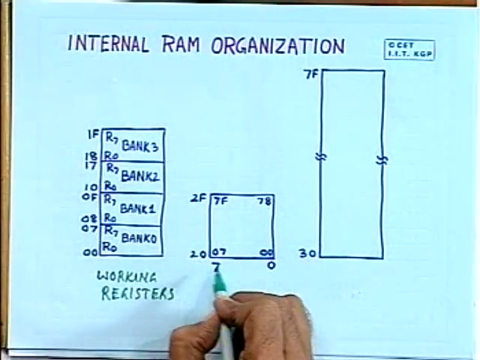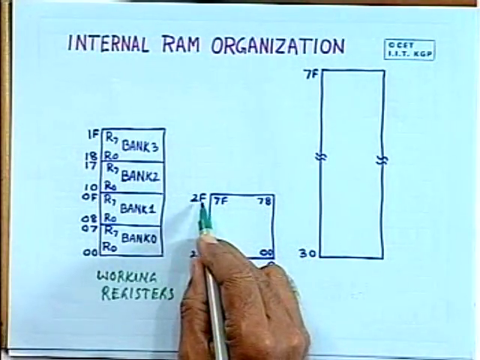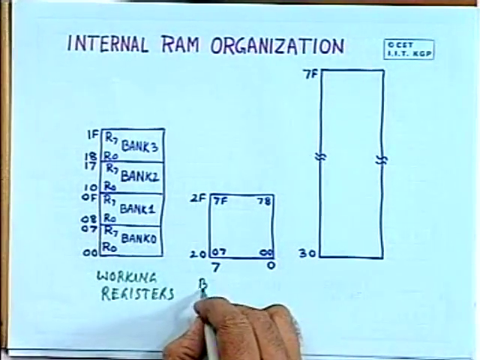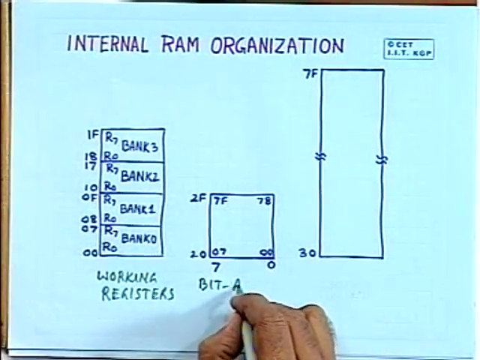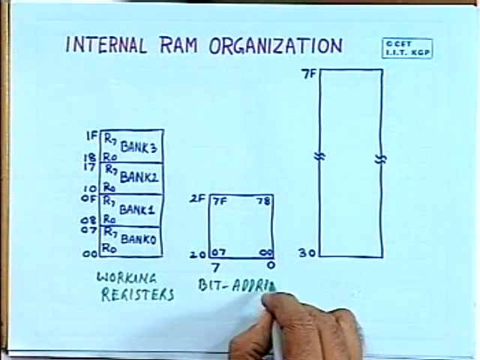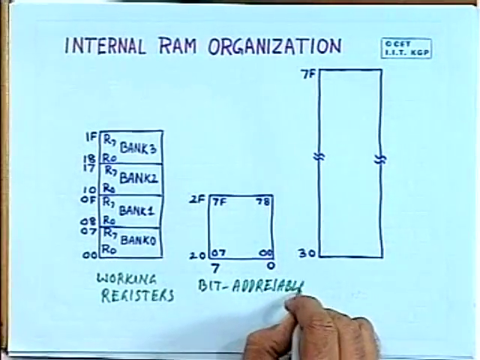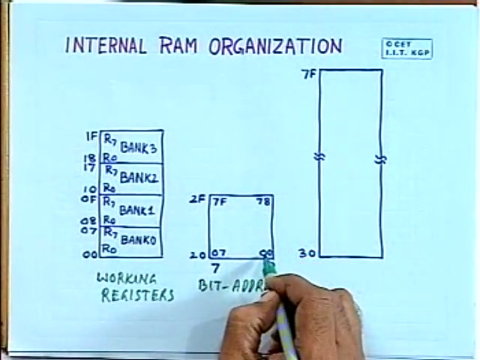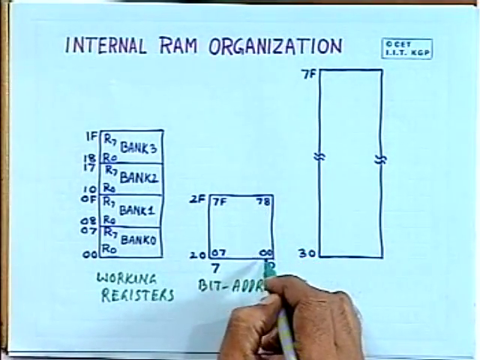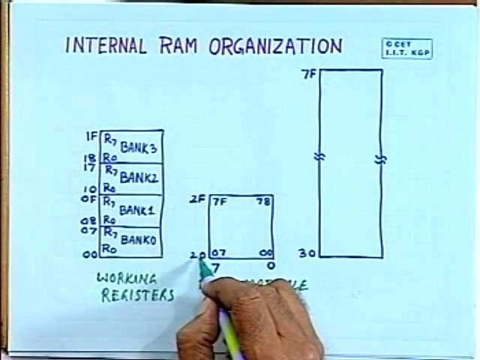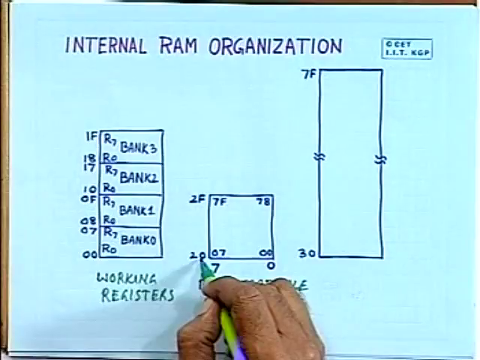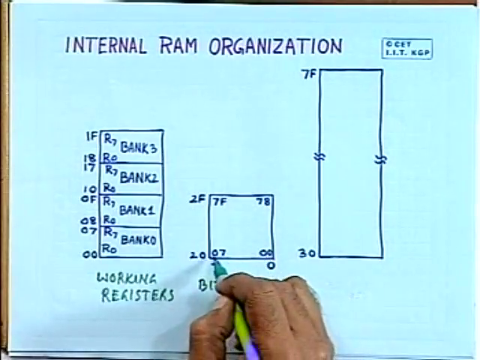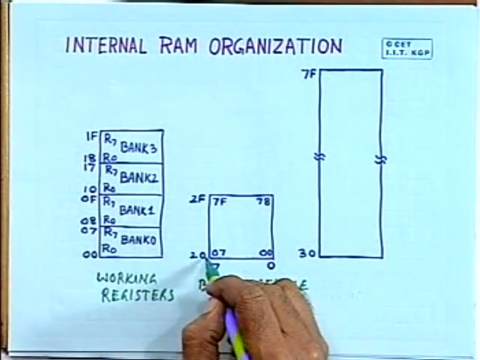Then another block, 20 to 2F, that means 16 bytes. These 16 bytes are available as bit addressable. What do you mean by that? You can access each of these bits independently. That means you can access bit 0 of memory location, RAM location 20, bit 1 of RAM location 21, and their corresponding bit addresses are 00 to 07 whenever it is part of 20 memory location.